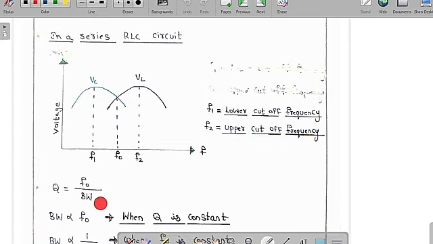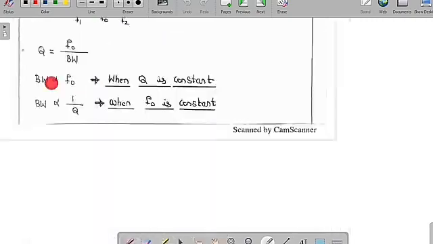And I have already told you the relation between the quality factor and the bandwidth, which is quality factor is equal to resonant frequency by the bandwidth. Bandwidth is directly proportional to frequency when Q is constant, whereas the bandwidth is inversely proportional to quality factor when F0 is constant. See, when F0 is constant, they are inversely related, but when Q is constant, then bandwidth is directly proportional to F0.